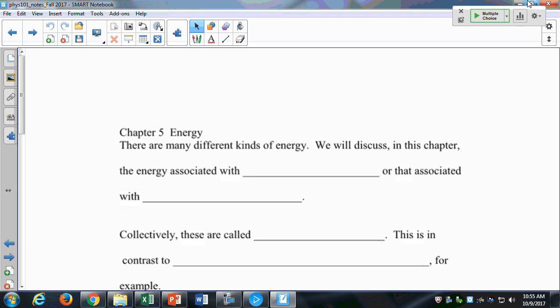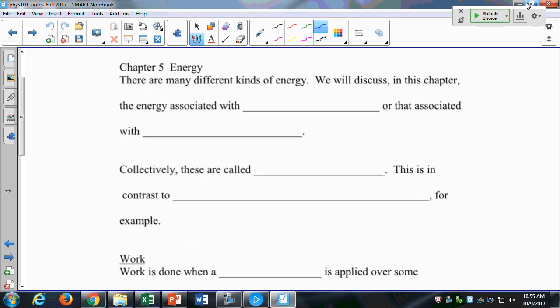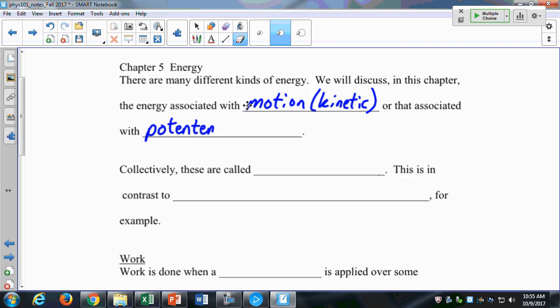Chapter 5 is on energy. We'll look at work and energy in this chapter. There are lots of different kinds of energy, but in this chapter, we're going to talk about the energy associated with motion, so-called kinetic energy, or that associated with the potential for motion. So we'll either talk about things that are moving or things that could move.